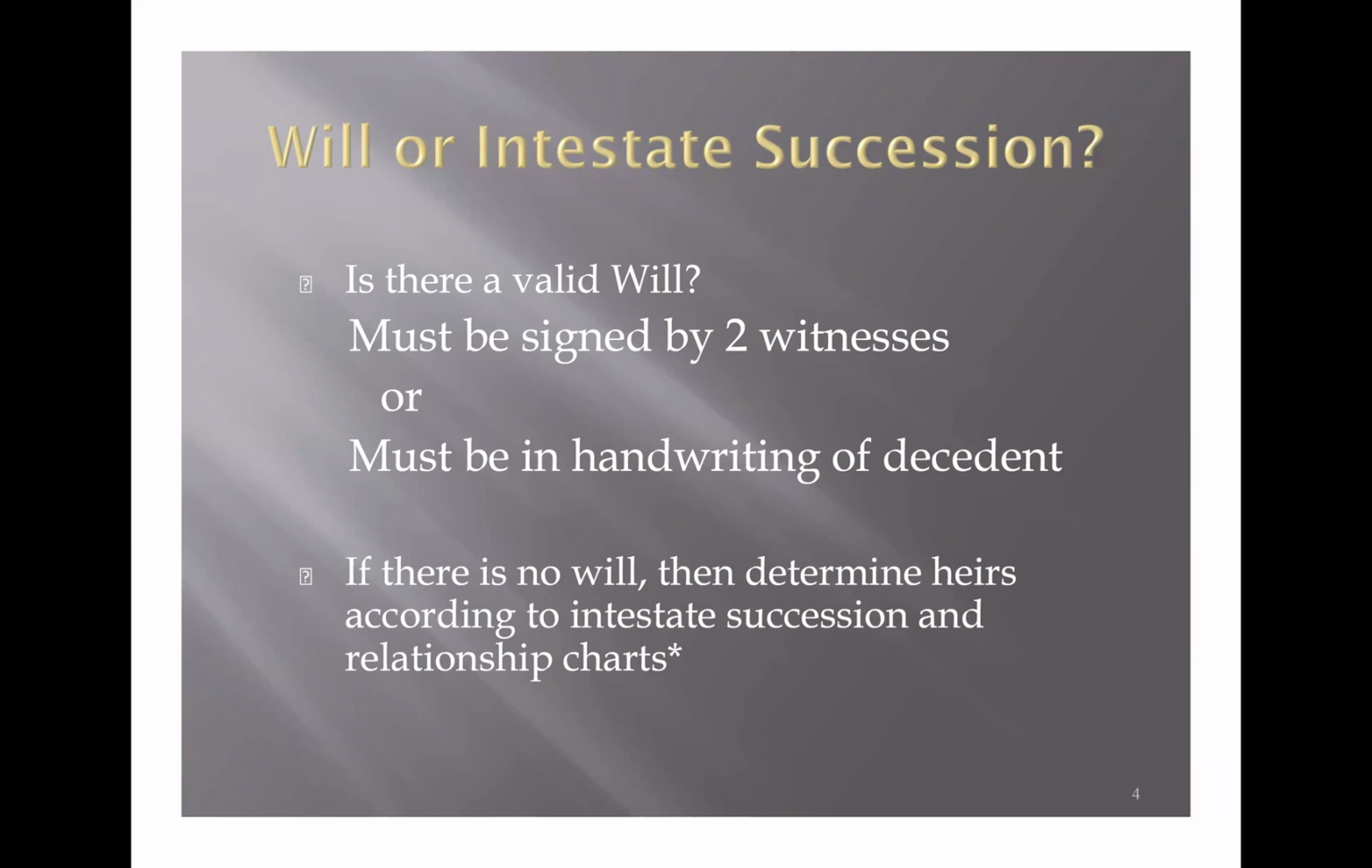In general, it's what you would think. Property is going to go to the nearest next of kin, right? So if I'm a single person and I leave children, then the property's going to go to my children. If one of my children died, but they had kids, then that share of the property goes to those grandkids. And this is all set out in those relationship charts.